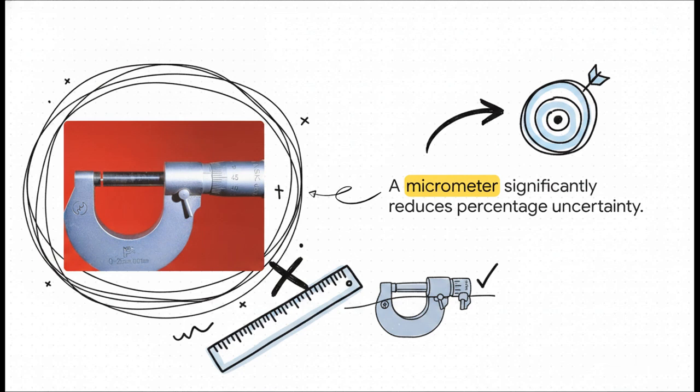If you're measuring the diameter of a thin wire with a standard millimeter ruler, your percentage uncertainty is going to be massive because the tool is just too blunt. But if you swap that out for a micrometer screw gauge that measures to the nearest 1/100th of a millimeter, you instantly and drastically reduce your uncertainty. Upgrading your tools pushes you that much closer to the absolute truth.